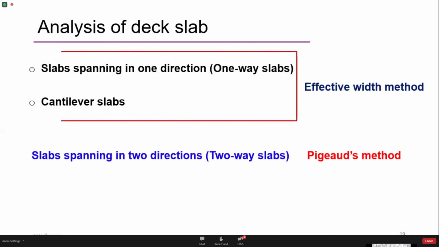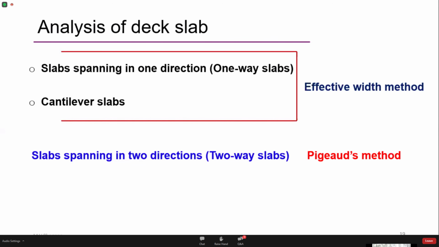So coming back, so here we have seen that when we look at the structural configuration of the slabs, they may be one-way slabs or they may be two-way slabs. So if it's a one-way slab, then what we can do is we can use the simple effective width method for calculating the bending moment and the shear force.